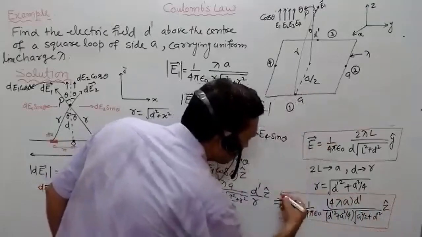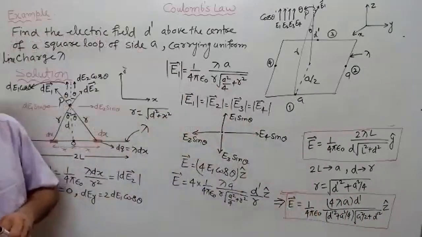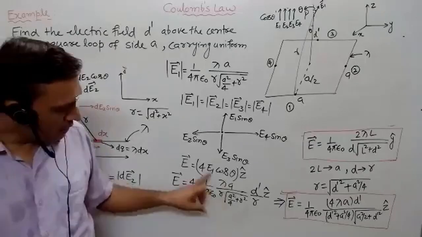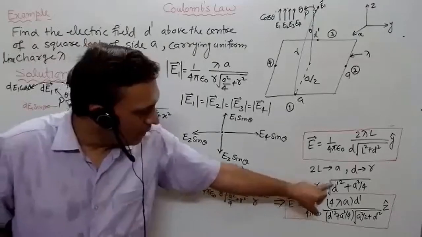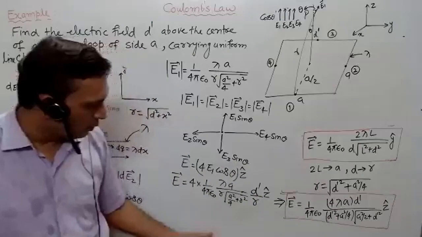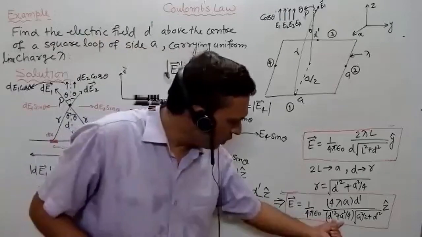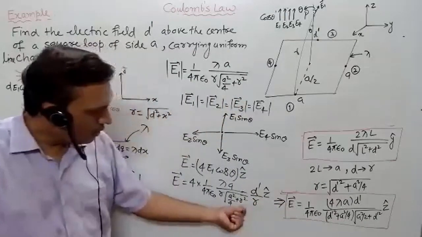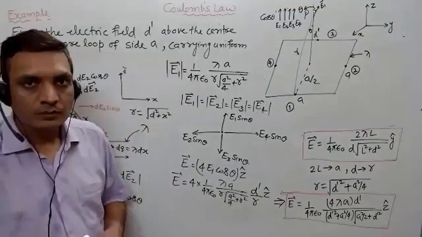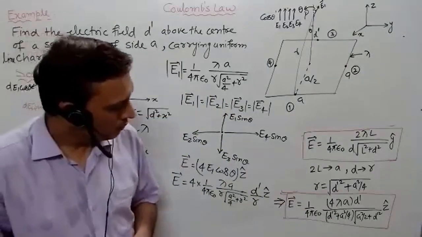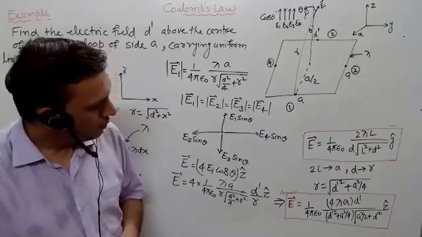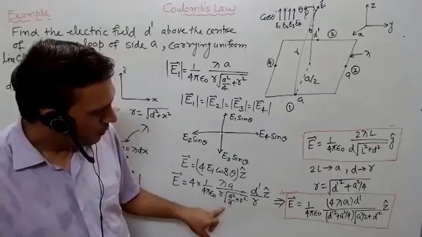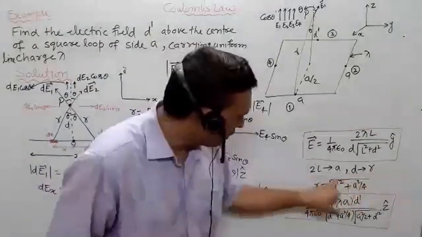Just see, I have replaced small r by d dash square plus a square by 4. So the r square term will give you this term. Sir, d dash square plus a square by 4, it is under the root? Yes, this is under the root.